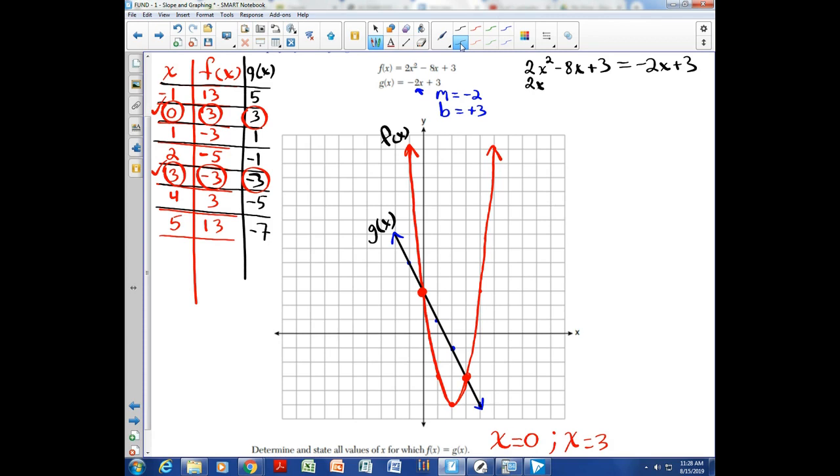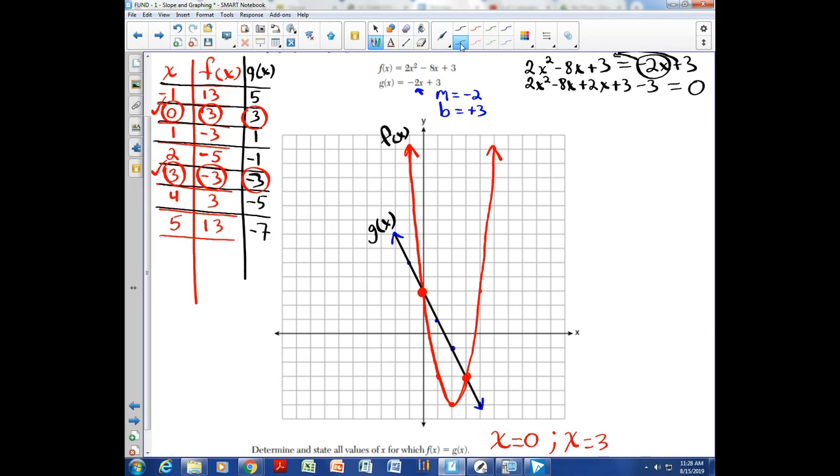So I'm going to end up with a 2x squared. My negative 8x is going to stay there. Now this positive 2x is going to go to the other side and change to a positive 2x. This positive 3 is going to stay there. But the other positive 3 is also going to go to the other side and become a negative 3. And now everything's on the same side of the equation, so it's equal to 0.